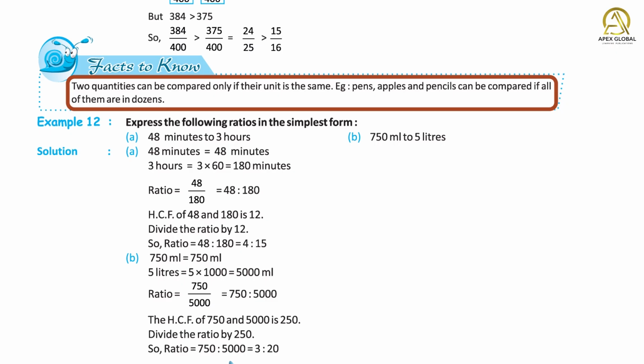Facts to know. Two quantities can be compared only if their unit is the same. Examples: pens, apples and pencils can be compared if all of them are in dozens.